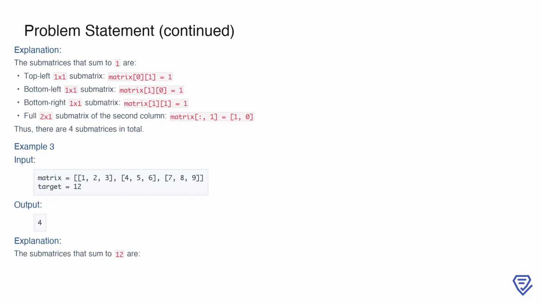Additionally, we can identify 2 2x2 submatrices. The first is the top left 2x2 submatrix, consisting of elements 1, 2, 4, 5, and the second is the bottom right 2x2 submatrix, with elements 5, 6, 8, 9. Together, these cases provide us with a total of 4 submatrices that meet the condition.